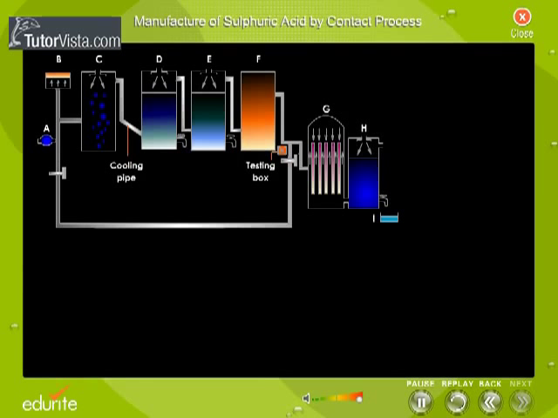Shown here is a schematic flowchart of the contact process. The main parts of the unit that are involved in the process are shown on the screen.